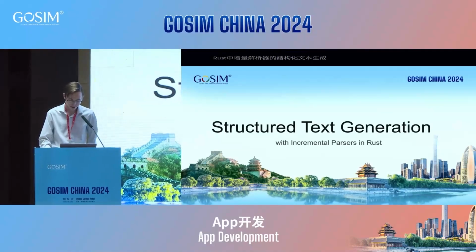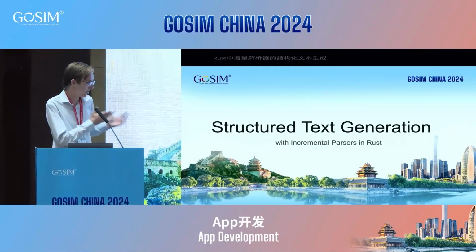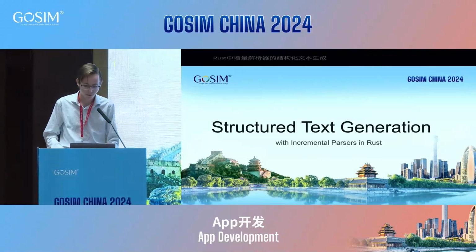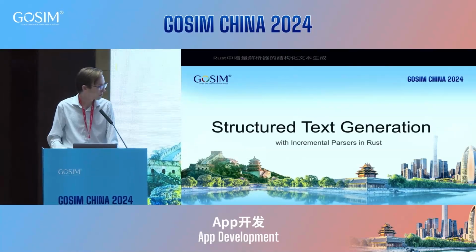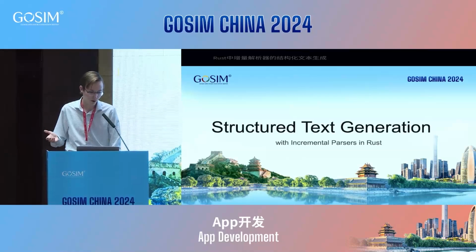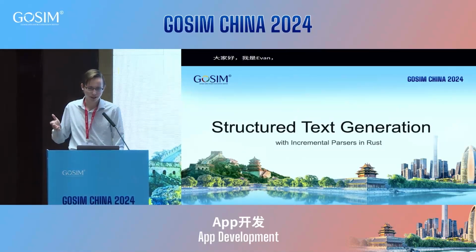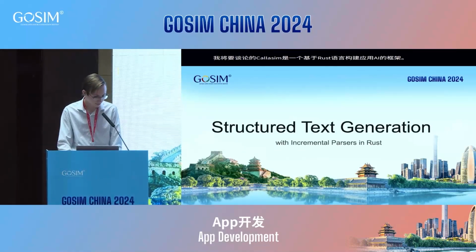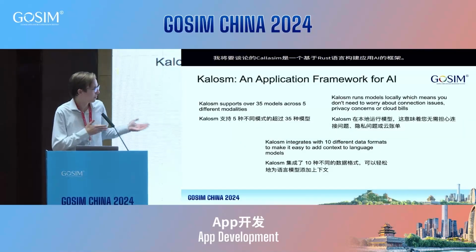Everyone, I am Evan, and I'm going to talk about GOSIM, which is a Rust framework for building application AIs, and a little bit more about how to generate types from language models. So first, a little bit of background.